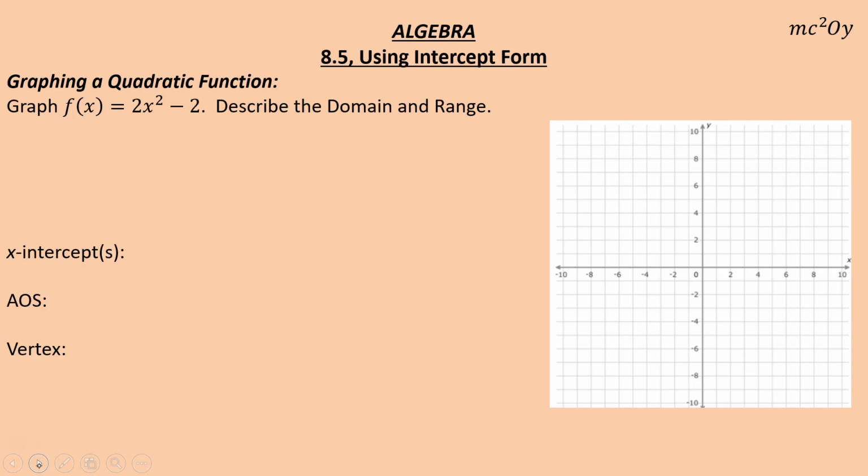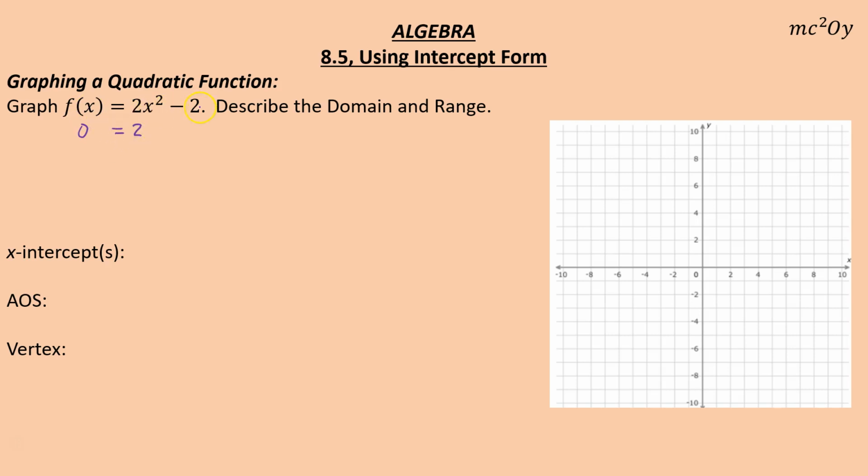All right, well, let's try another one here. Describe the domain and range of this graph after you graph it here, f of x equals 2x squared minus 2. This is in standard form. I'm going to go ahead and try to put it in intercept form. It's harder to graph when it's in standard form. So for intercept form, I am going to set f of x equal to 0. And I'm going to do some factoring.